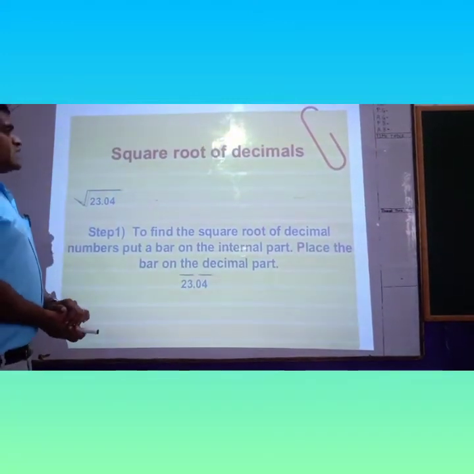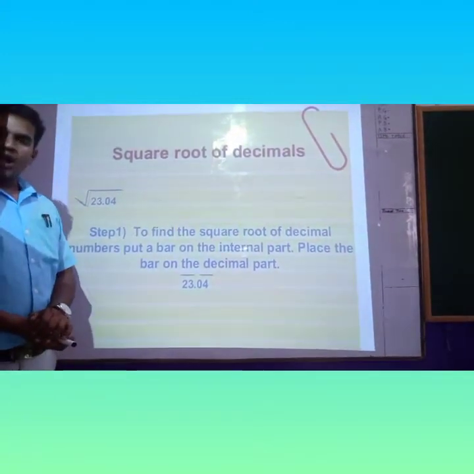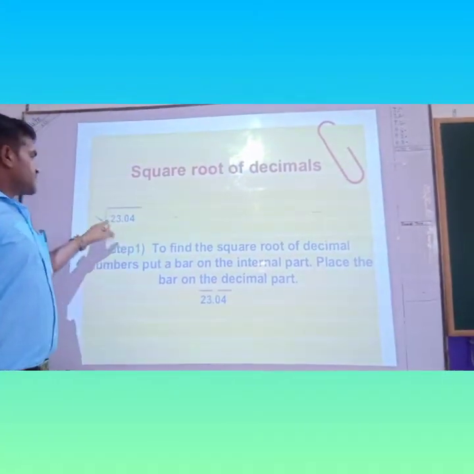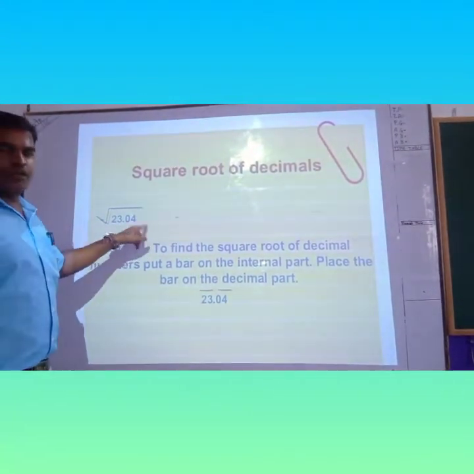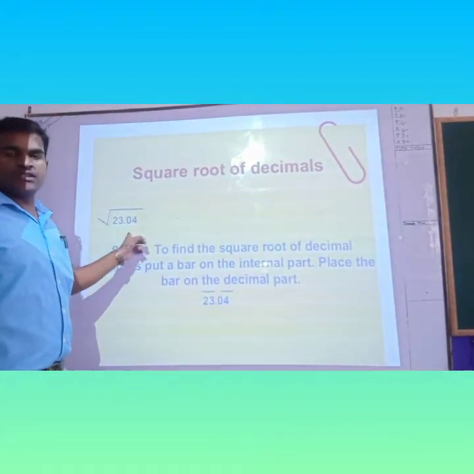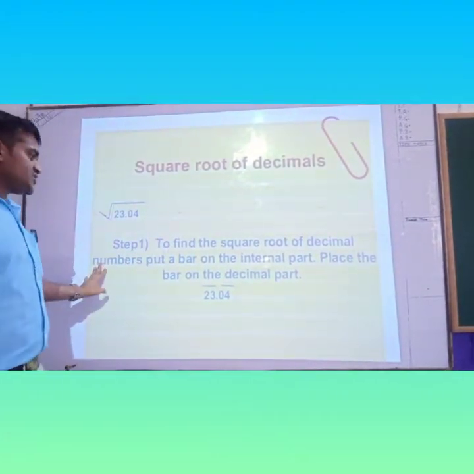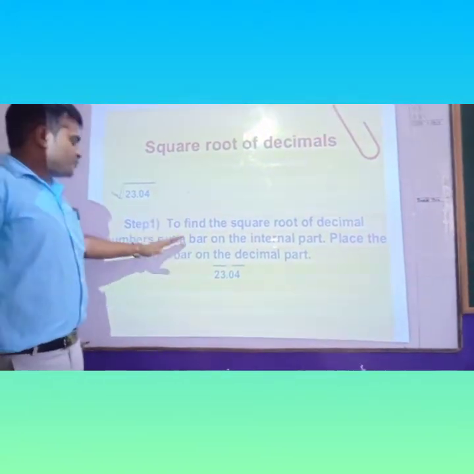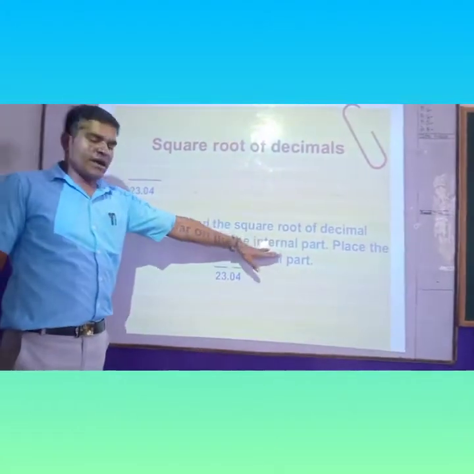We have to find the square root of a decimal. How will we find the square root of a decimal? Here it is given that 23.04, and we have to find the square root of 23.04. So in the first step, to find the square root of a decimal, put a bar on the integral part.